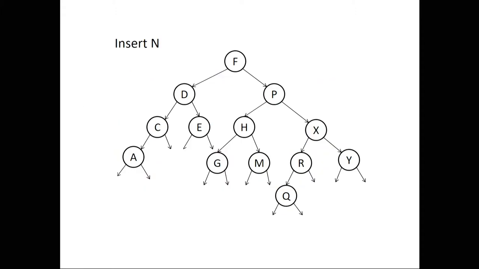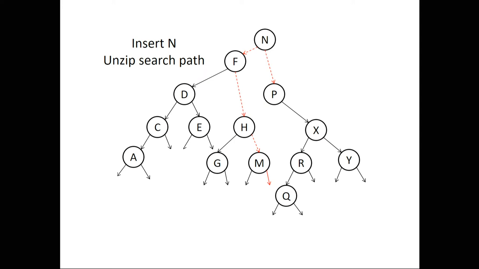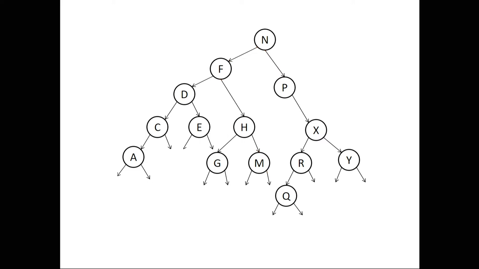A picture is better than a description for this purpose. So if I want to insert N here, I walk down the search path, which is F, P, H, M. F and H are smaller, and P and M are larger. I restructure appropriately. I'm calling that unzipping the search path, or unmerging, if you prefer. And that's the new tree.